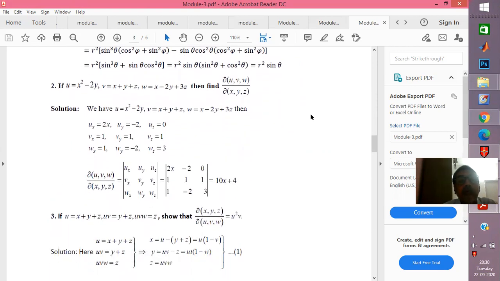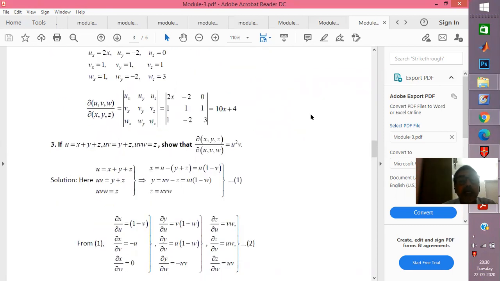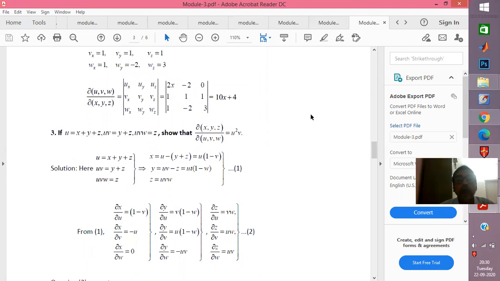Question number 2 is very straightforward. u, v, and w are functions of x, y, and z, and we want the Jacobian of u, v, w with respect to x, y, z. So find out all the 9 partial derivatives, plug into the determinant rule, and you get some 10x plus 4. That's the Jacobian.